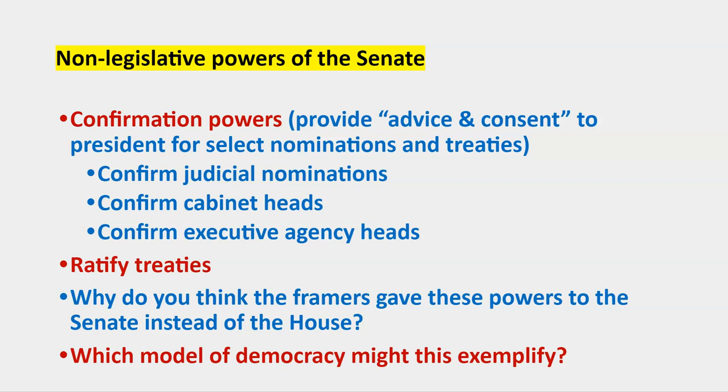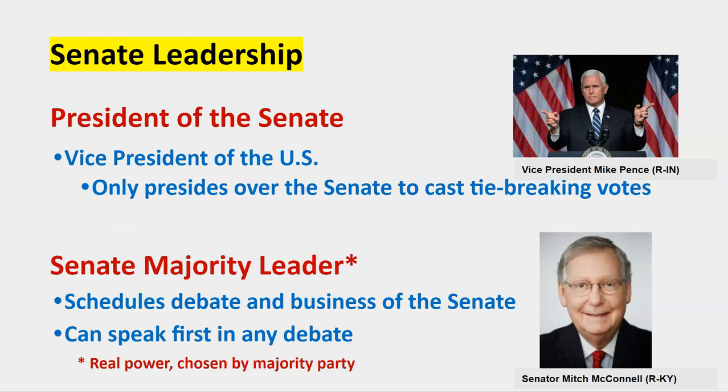But Senate leadership, in looking at the Senate today, we see who are the leaders in the Senate, and we also see who has the power. I put an asterisk on who has the real power. The president of the Senate is the vice president of the United States, but the vice president only has power in tie-breaking votes. The vice president does not hang out in the Senate. Yes, he has an office there in the Capitol, but he's only there in the event of a tie.